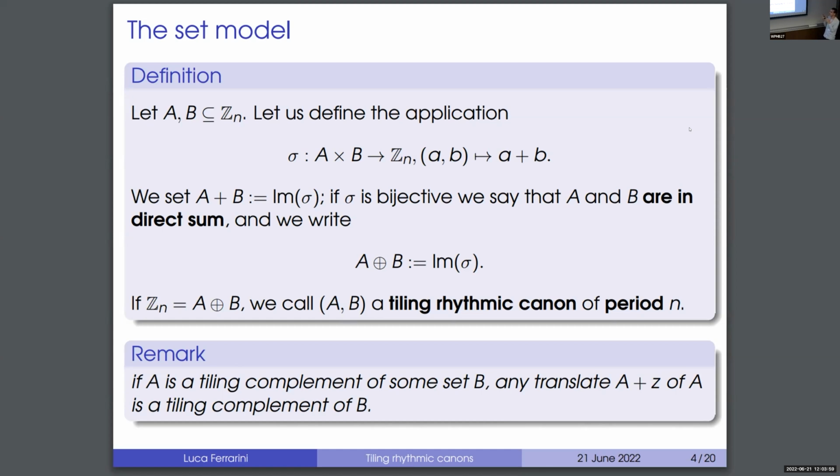So a tiling rhythmic canon of period n can be decomposed into different subsets A and B, such that all the integers from 0 to n-1 can be covered in this way. And it is very important to point out this remark here: if A is a tiling complement of a certain voice B, any translation of A plus z, with z an integer, is still a tiling complement of B. So A plus B is invariant under translation in this setting.